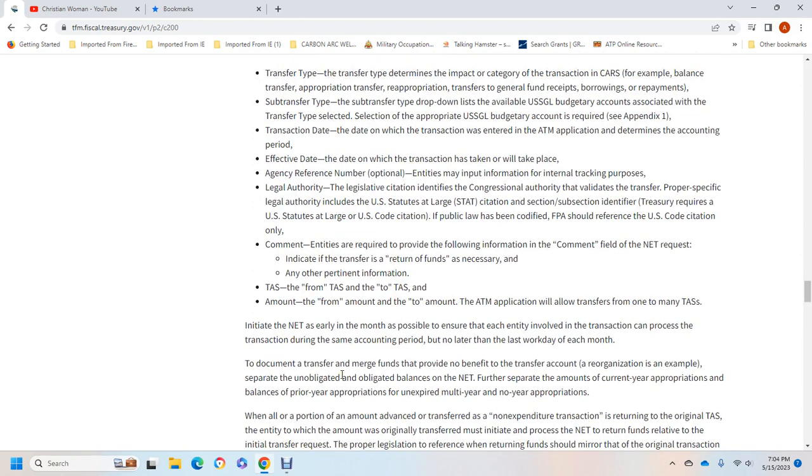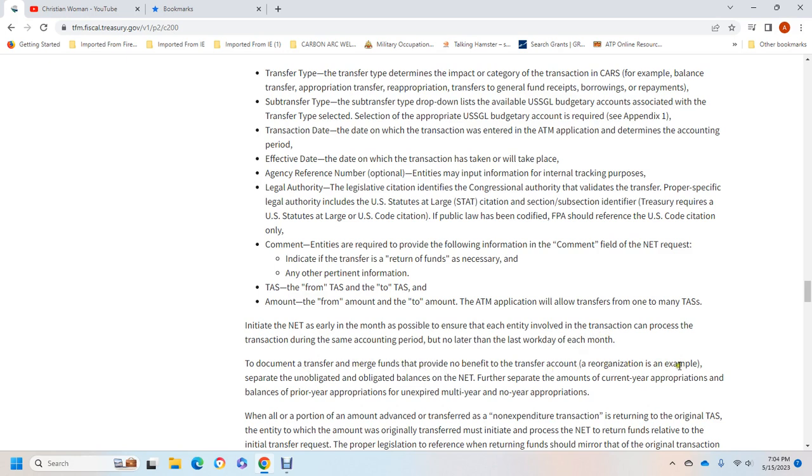Transfer accounting symbol: from transfer accounting symbol to transfer accounting symbol, and the amount from the ATM application file for the transfer. The TAS and net should be processed early in the month, with any involved transaction processed during the same accounting period, no later than the last work day of each month.